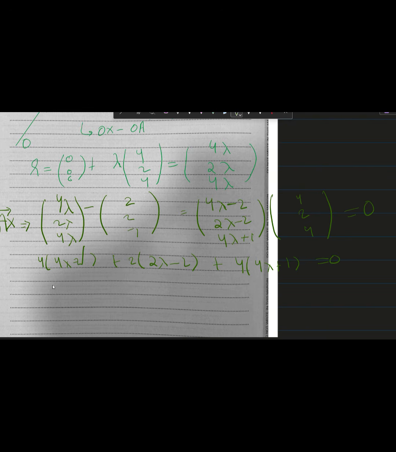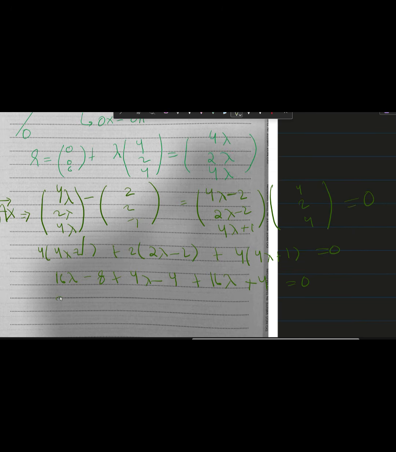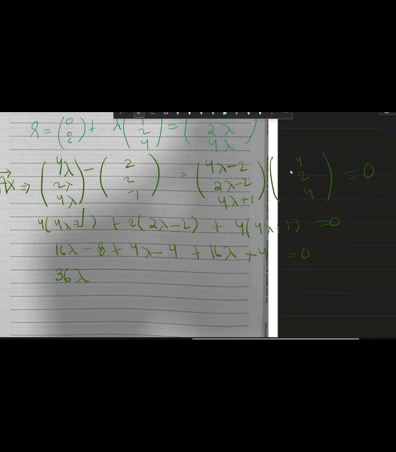So if we open the bracket, it will be 16 lambda minus 8 plus 4 lambda minus 4 plus 16 lambda plus 4 is equal to 0. So 16 lambda plus 4 lambda will be 20, and then 20 plus 16 will be 36. So 36 lambda, minus 8 minus 4 will be minus 12, minus 12 plus 4 will be minus 8. 36 lambda will be equal to 8, lambda will be equal to 8 divided by 36, which will basically be 2 over 9. That would be our lambda.